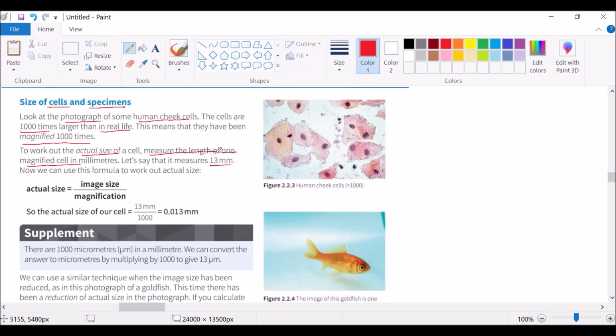So this is the image. Now we can use this formula to work out the actual size. Actual size is equal to image size over magnification. So if the image size is 13 millimeters and the magnification is 1,000, we'll say 13 over 1,000, which will give us 0.013 millimeters.